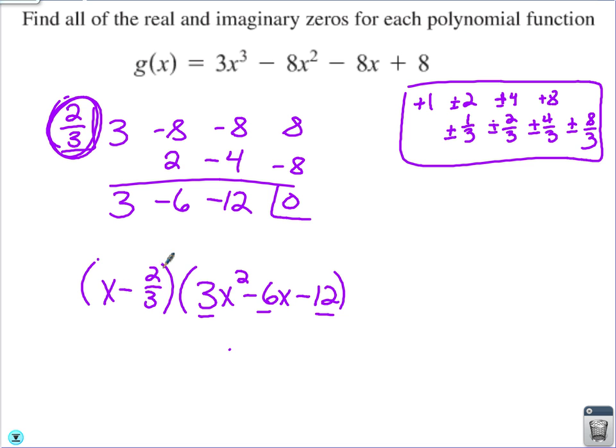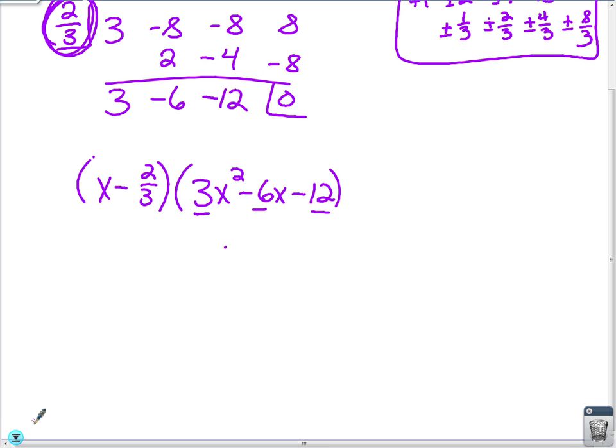Every time that you're using synthetic division with a fraction, well, most of the time, you're going to have a factor, whatever that bottom was, over here. Take that factor and pull it out front. So we're going to pull the 3 out of that. We're going to clean this up some. Pull 3 out of 3x squared, you're left with x squared, -2x, and -4.